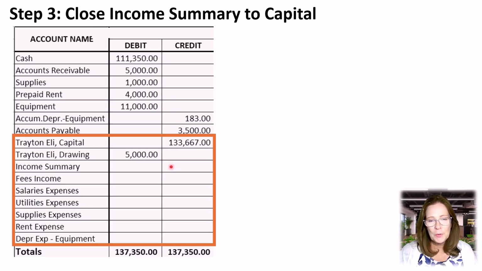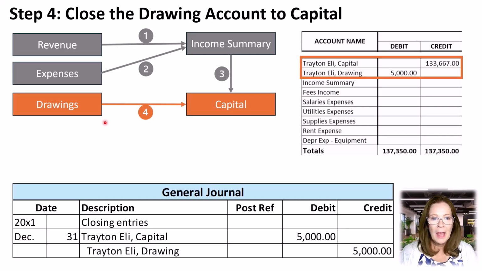After this third entry is posted, the income summary account balance is 0, and the balance of the Trayton Eli Capital account is $133,667, and there is only one more closing entry that we need to record and post. Our last step is to close the last temporary account for Trayton Eli Drawing to the capital account. In our fourth journal entry, we debit Trayton Eli Capital for $5,000 and credit Trayton Eli Drawing for $5,000.